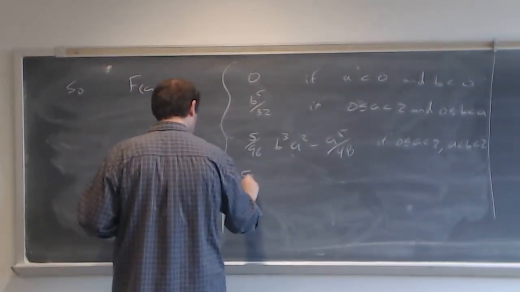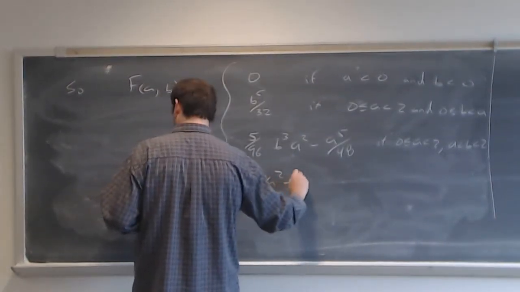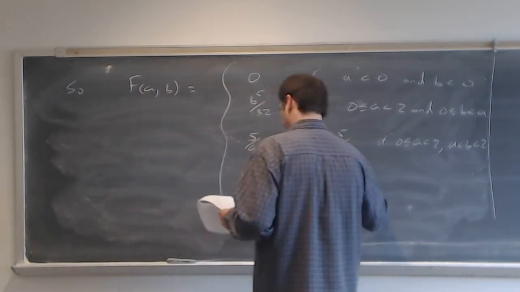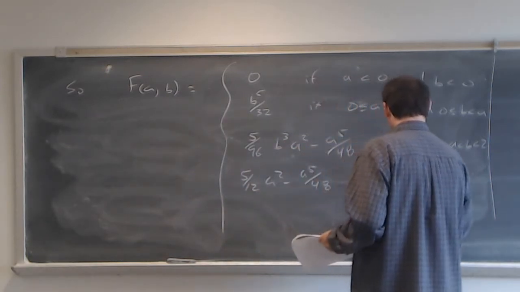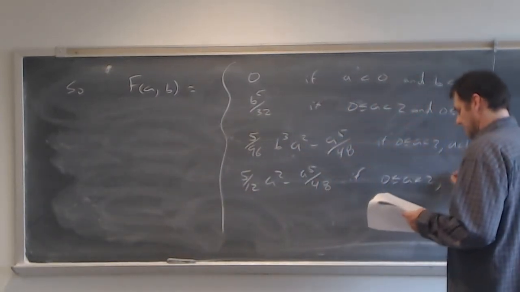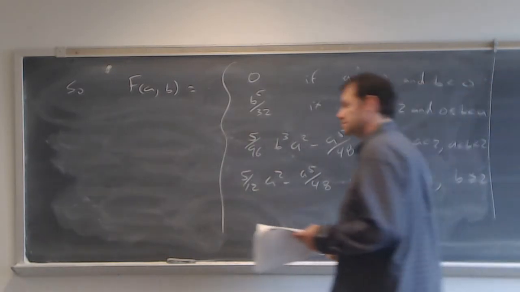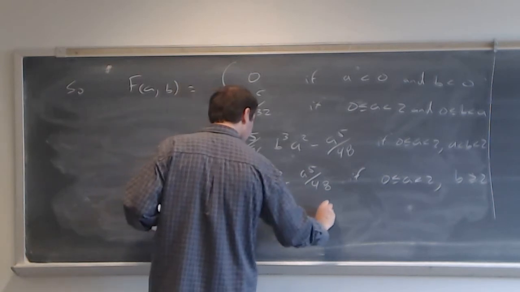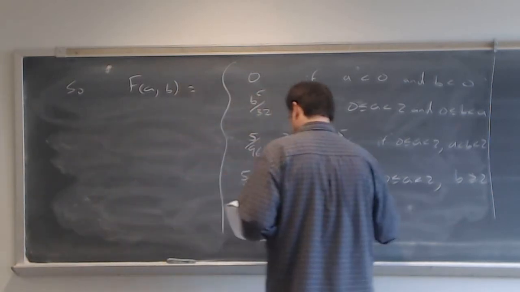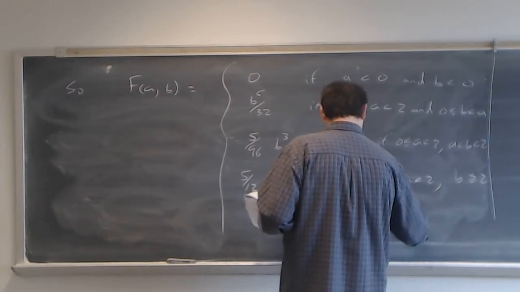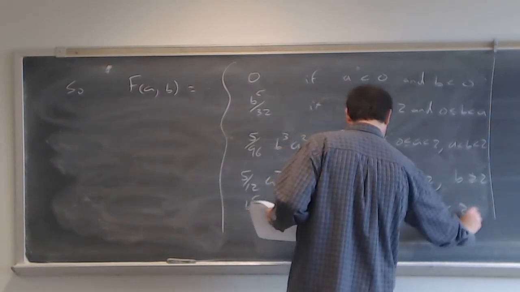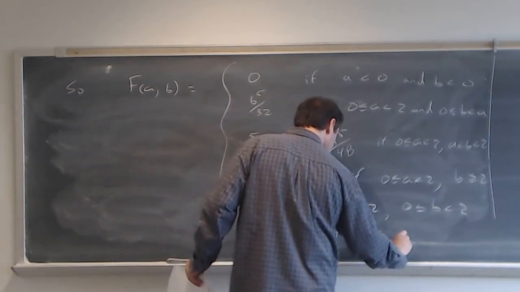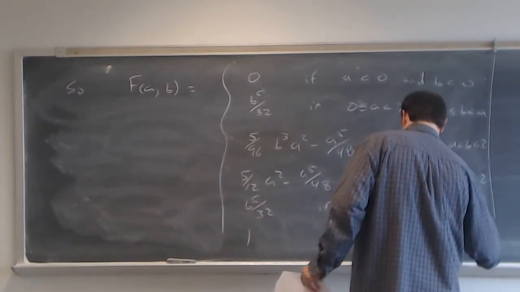It was 5/12 A squared minus A to the 5th over 48 if, here we had 0 is less than or equal to A less than 2, and we had that B was greater than or equal to 2. We have B to the 5th over 32 again if A is greater than or equal to 2, and 0 is less than or equal to B is less than 2, and finally we get 1 if A is greater than or equal to 2 and B is greater than or equal to 2.